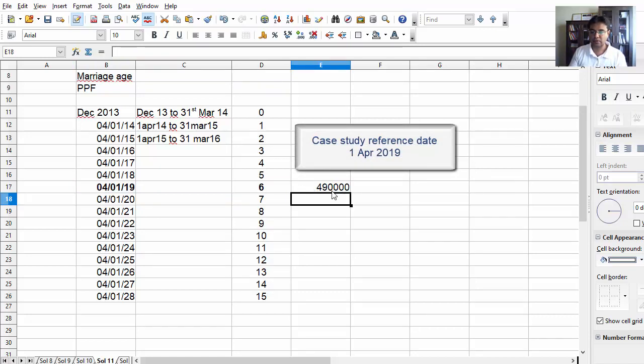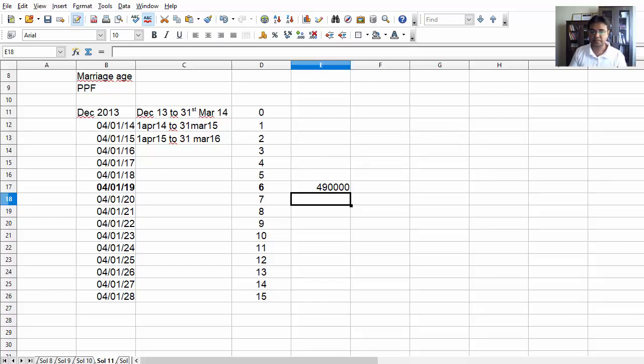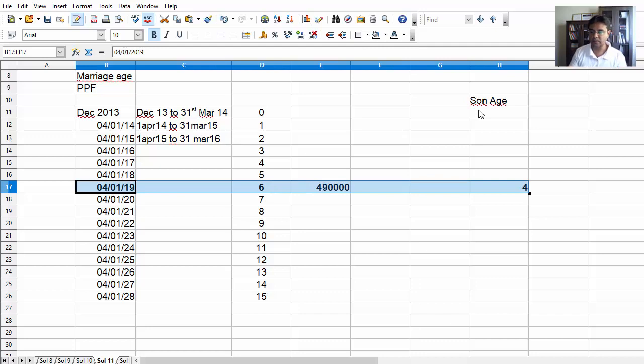Okay, so what I have done is, what the data given I have just put or organized on the spreadsheet. Okay, next thing what is given is the age. Let me put the age now. I'll put the son age. Let me first do for the son first, the son age, and he is the elder child. So as of now the age is 4. Okay, and this is our reference date, which is 1st April 19.